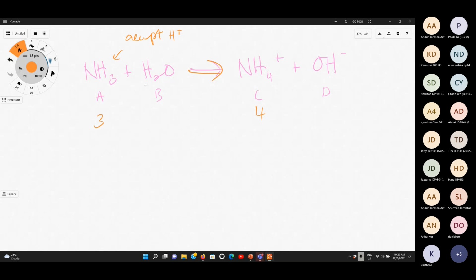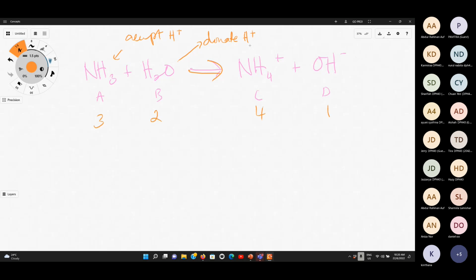So you can verify this. Betul ke datang daripada H2O? So tengok pada H2O asalnya ada 2 hydrogen. In the end dia hanya ada 1. So the amount of hydrogen is now reduced. Kenapa reduce? Because dia donate dia punya H plus.